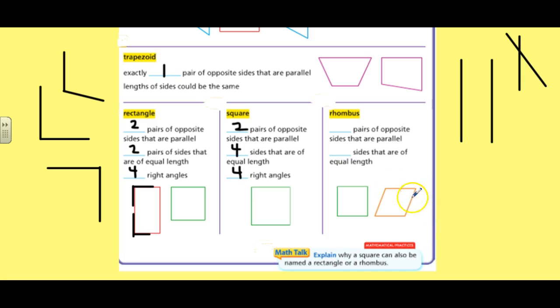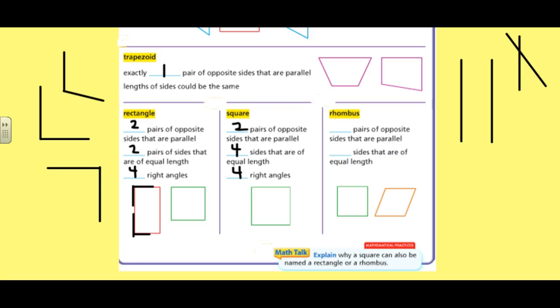A rhombus kind of looks like a diamond. Whenever you see a shape that looks like a diamond, that's a rhombus. And we're going to look at this one. And this one is a square, but we know that a square can also be named a rhombus. So we're going to look at this shape right now when we're working with a rhombus. A rhombus has all sides that have equal lengths.